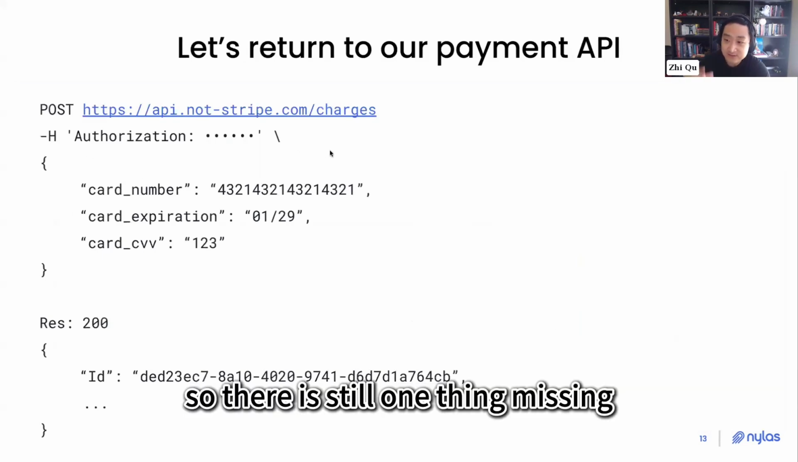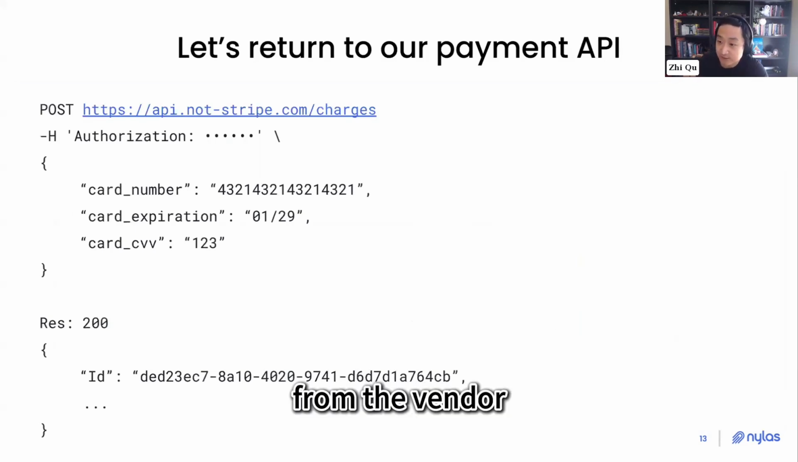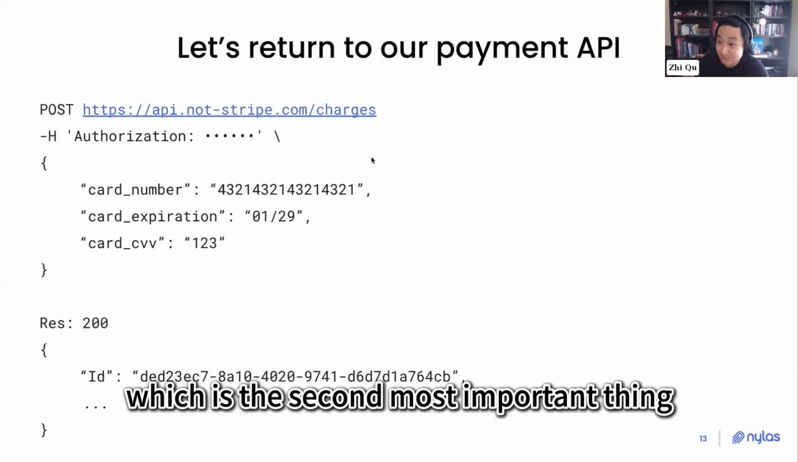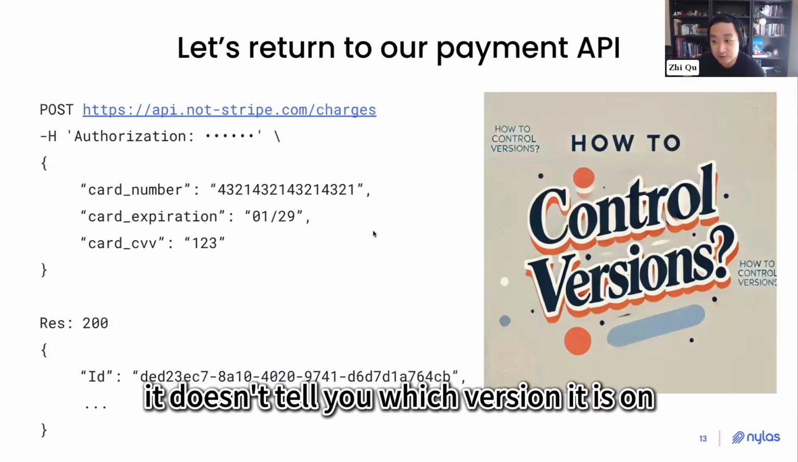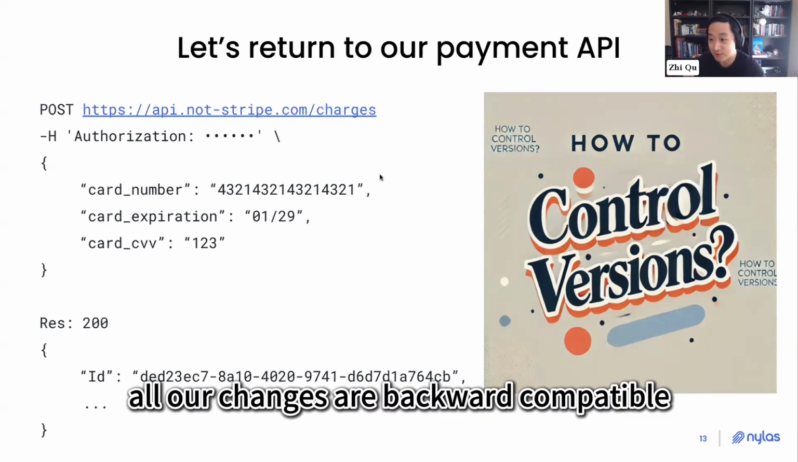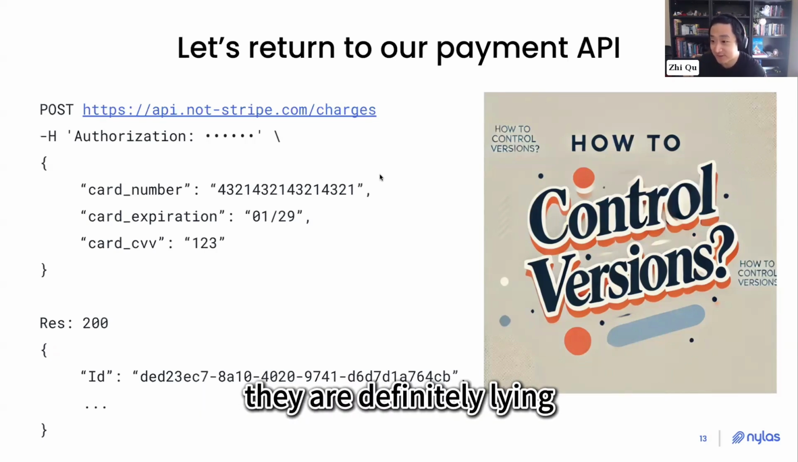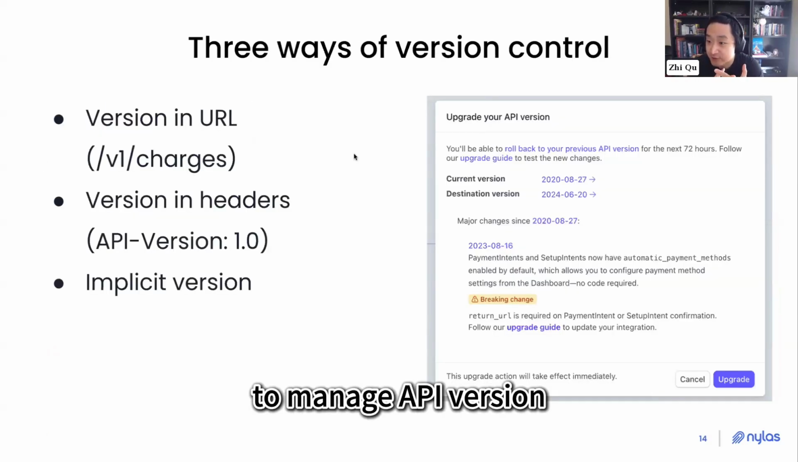So there is still one thing missing about the API design from the vendor, which is the second most important thing, versioning. From this API, from the shape of it, it doesn't tell you which version it is on. And if a vendor tells you that all our changes are backward compatible, they are definitely lying. There are several ways in the industry to manage API versioning.